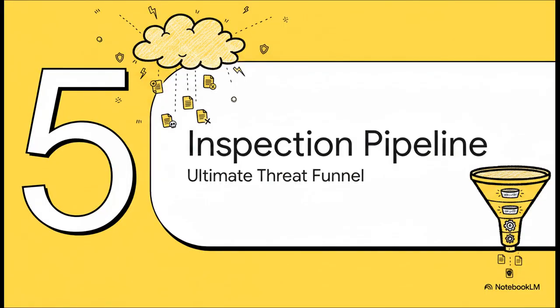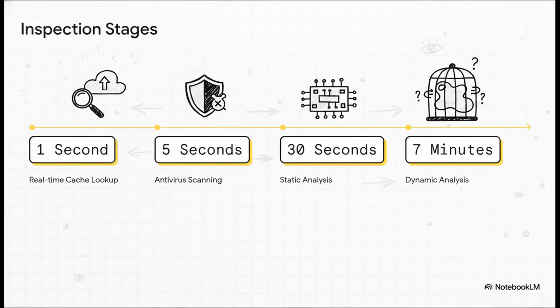And that leads us to the final piece, Section 5, the malware inspection pipeline, the ultimate threat funnel. This pipeline is essentially a giant filtering funnel, and it operates on some highly aggressive time frames. Think about this: 1 second for a cache lookup, 5 seconds for an antivirus scan. If the file is still acting sketchy, it moves to a 30-second static analysis. And then, the absolute sneakiest, most sophisticated threats are pushed into a deep, 7-minute interrogation called dynamic analysis. Let's break down how this escalates step by step.